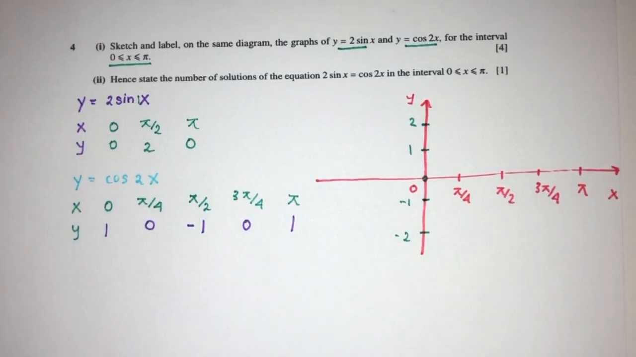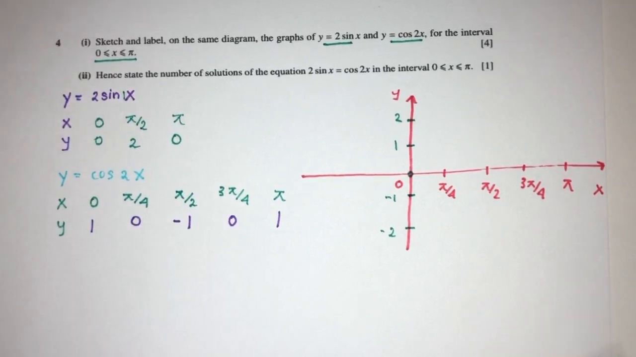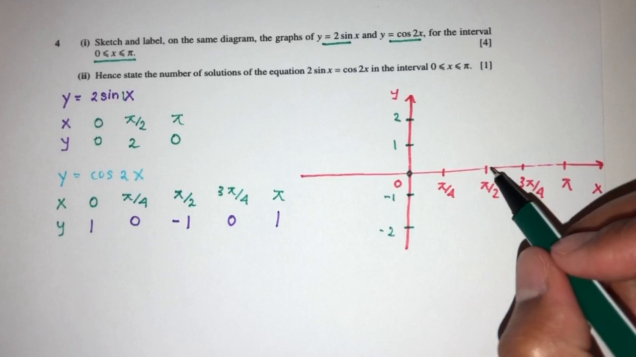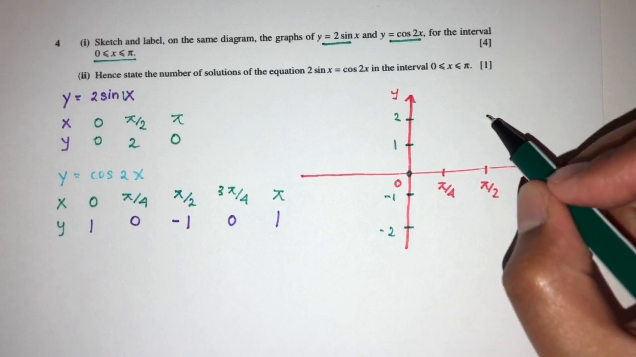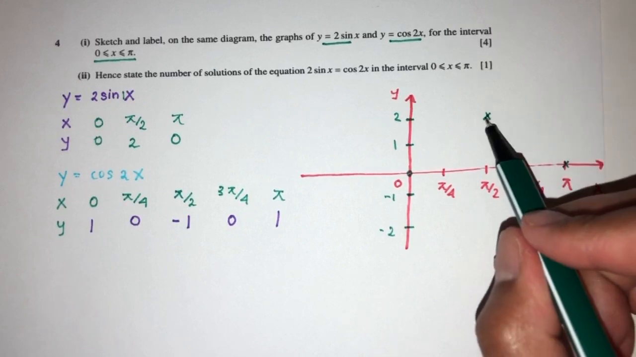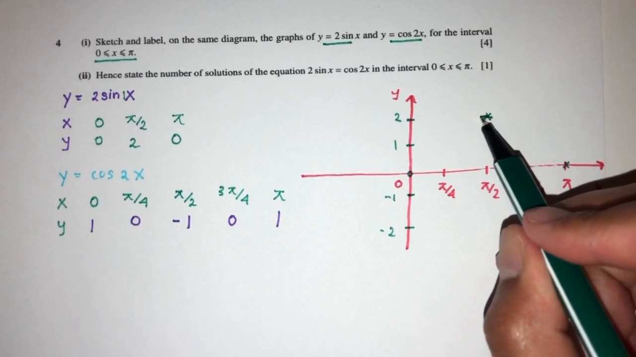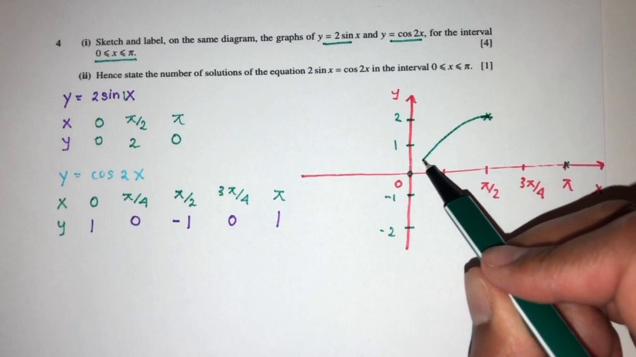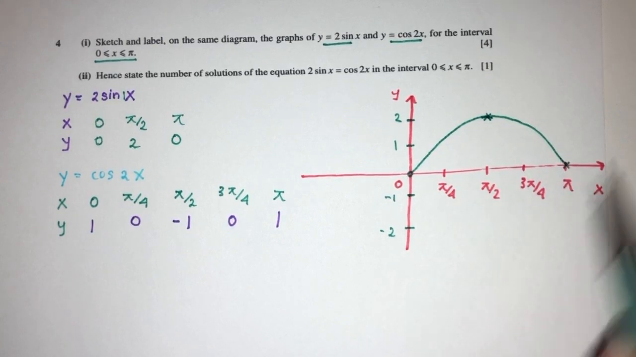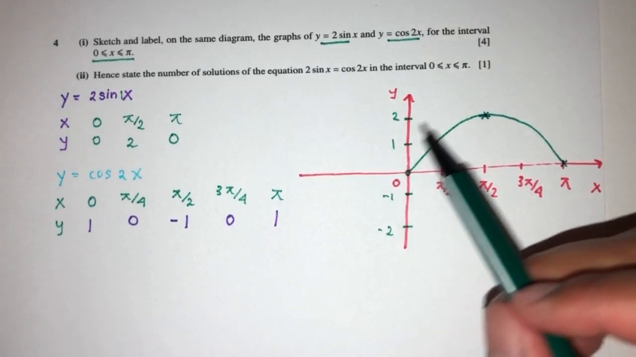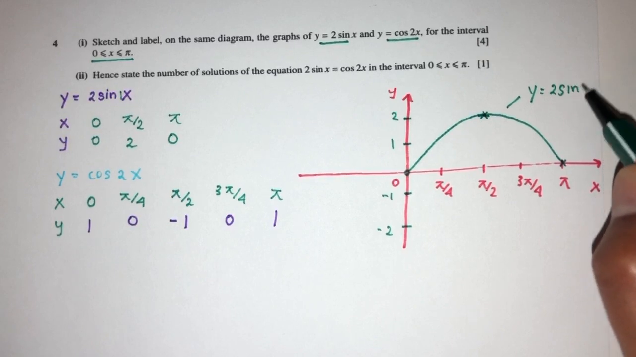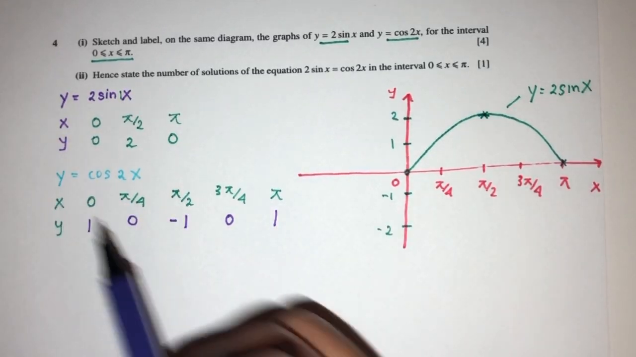For example, just to help us sketch this graph. The first point is (0, 0), and we have pi by 2 is 2. That should be somewhere over here. And then we have this will be 0 again. As you can see, here will be our graph for the first one. Should be something like this. I guess you can try better, make it more smooth, but that should be my graph for y equal to 2 sine x. The next one, we have cos 2x.